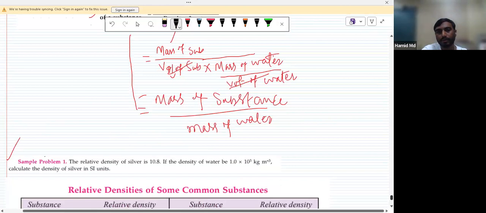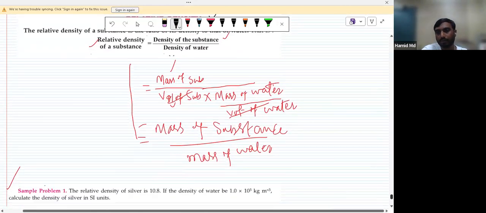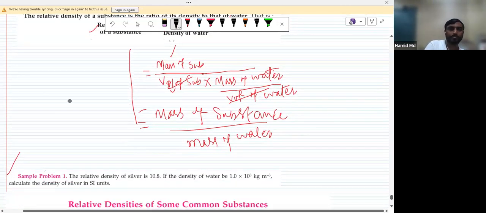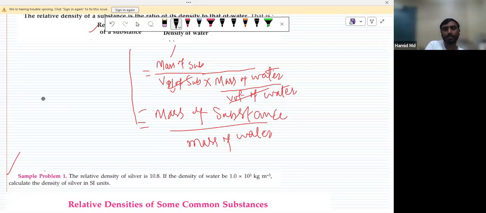So where should I write? You can erase the mass, the one which you did, because I already wrote it down. Okay, so we may write over here. The relative density of silver is 10.8. You know that? Yeah, 10.8. So this side it will be the relative density of silver, which is the density of silver by the density of water.